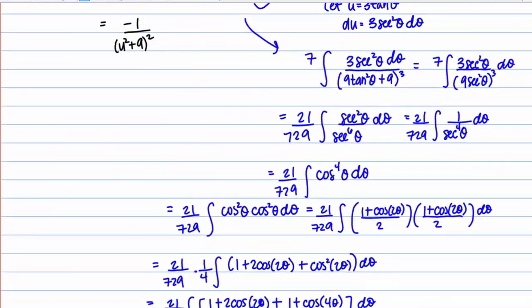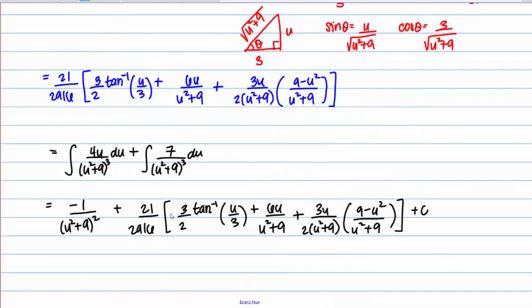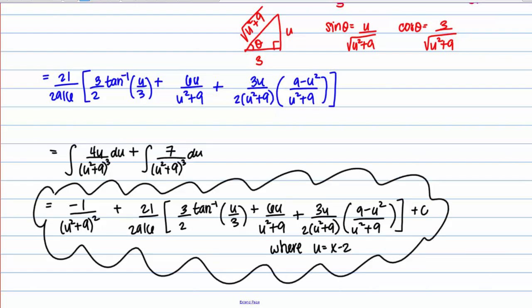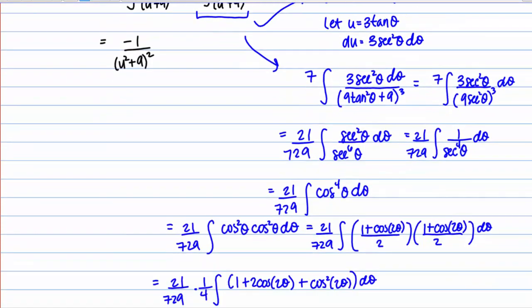So now that we have everything back in terms of u, we've actually finished evaluating this second integral here. So I've pulled that down here and then finally added in our plus c. Now this u represents something else, right? We had made a substitution in the beginning. So instead of writing that all out though, we'll just say where u equals x minus 2. And this here then is the answer to our original integral that we started with.